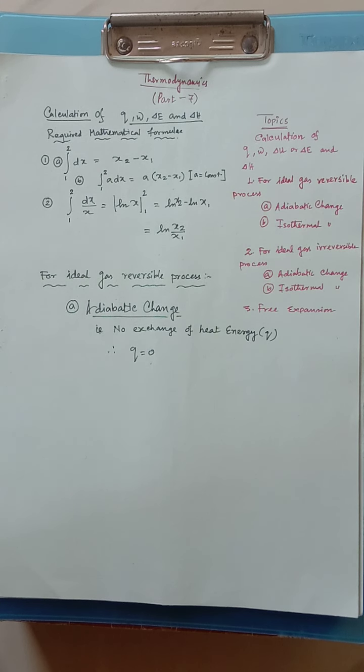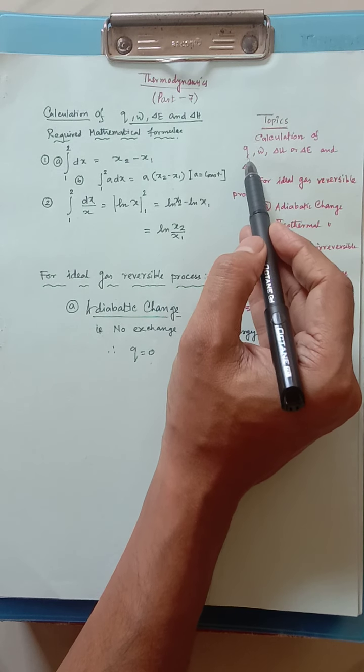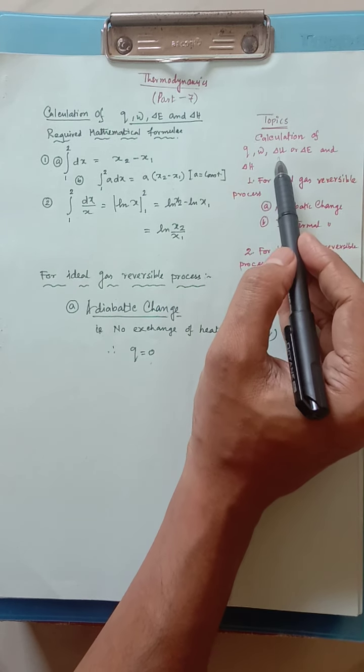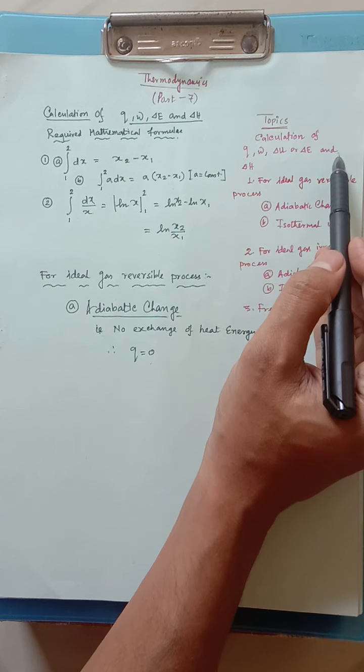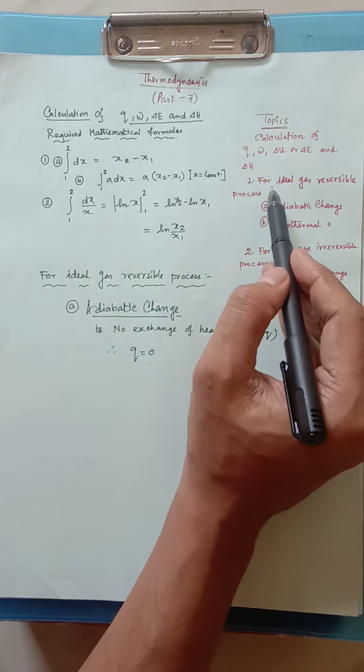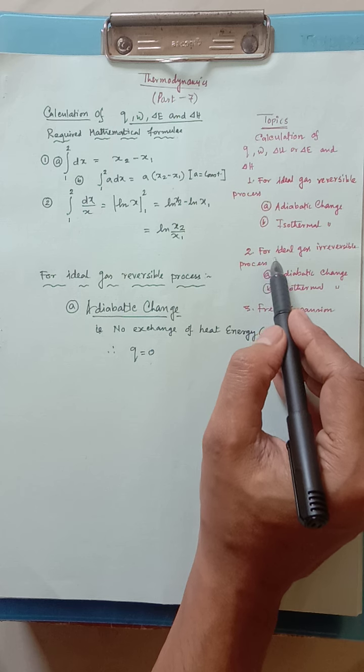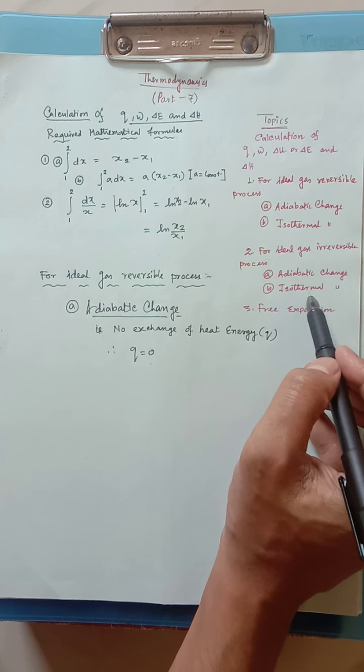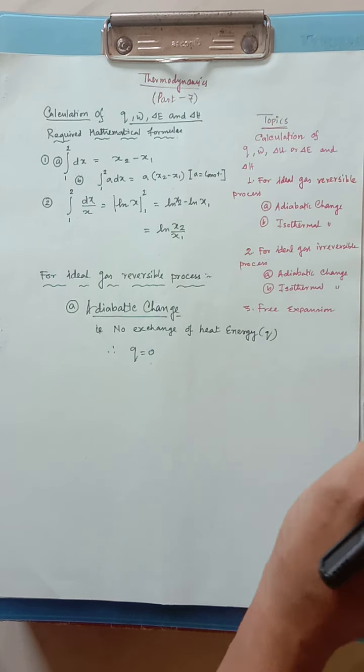Now, in part 7 of thermodynamics, we are going to discuss the calculation of Q, that means heat energy, W, work, delta U or delta E, that is internal energy, and delta H, that means enthalpy. For ideal gas, reversible process, adiabatic change and isothermal change, both cases we have to calculate, as well as for ideal gas irreversible process, adiabatic change, isothermal change and free expansion. So these are the things we are going to discuss over here.